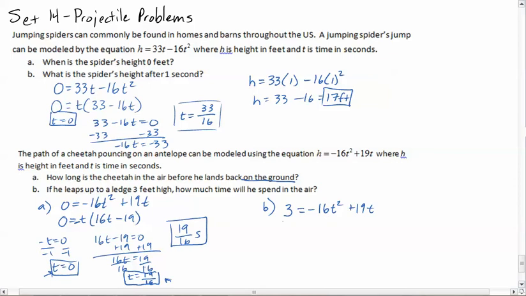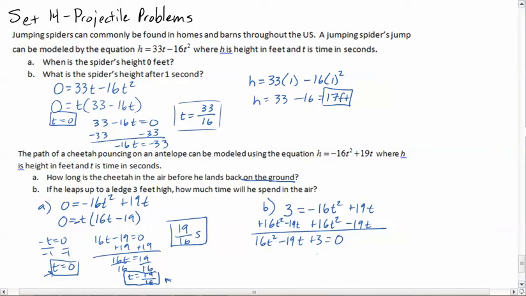You have a couple of different options here. You could subtract the 3. I'm actually going to add the 16t squared and subtract the 19t just because I like having a positive t squared. You could just as easily move the 3 and then multiply by a negative or factor out a negative, whatever. But I like doing things the hard way. Not really. So now we're at this point, equals 0.